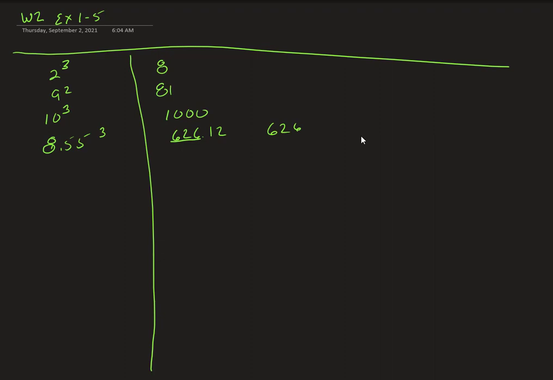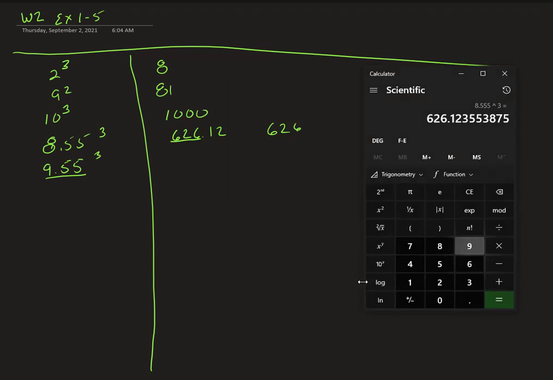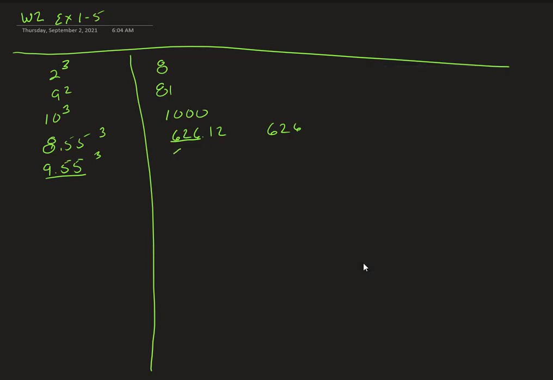What about 9.55? Well, again, we know we've got 3 significant digits, so that's what we'll put our answer in. 9.55 to the third. We get 870.98. We need 3 significant digits. The 9 is going to round up, so we've got 871. So it's going to equal about 871.